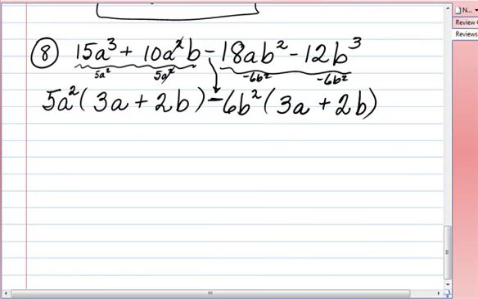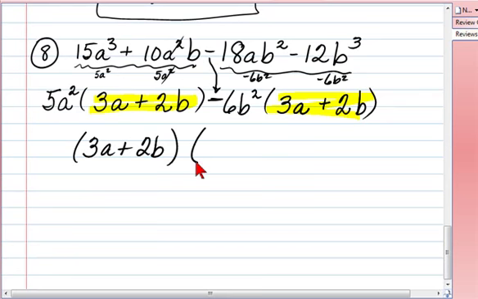Can you tell that we are doing this problem correctly? Look at your binomial. Do you have a common binomial? Yeah. So that tells you right away that you've done all the things right. I like to write it down first. 3a plus 2b, close parentheses, times, what's the leftover factor? 5a squared minus 6b squared.